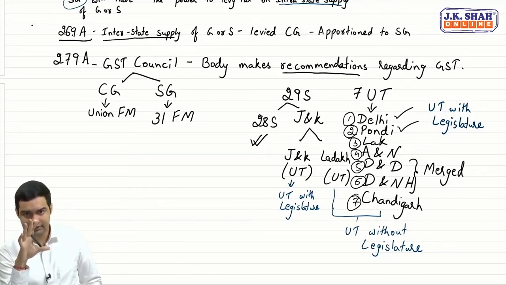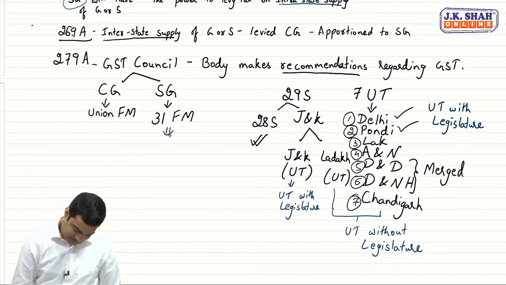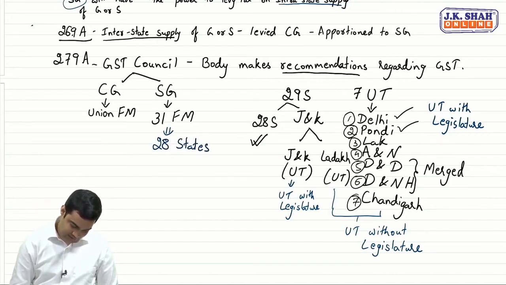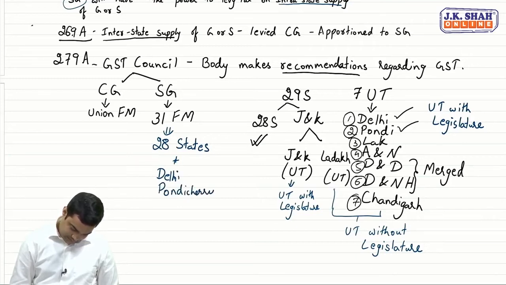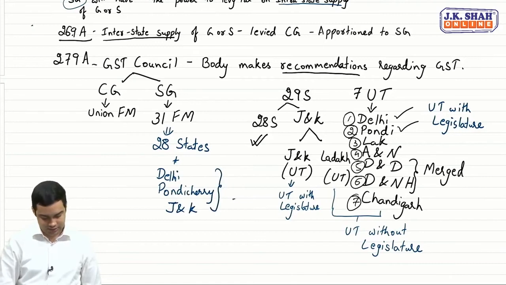Let's arrive at that 31 number. Now how did we get 31 finance ministers? These 31 finance ministers are 28 states plus Delhi, which has a finance minister, Pondicherry, and the last one being Jammu and Kashmir, because these three are union territories with legislature.